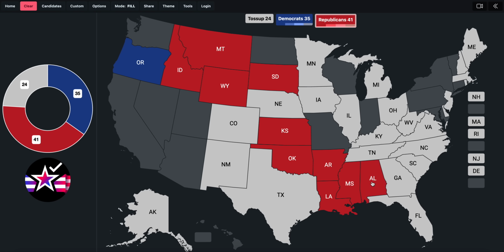Alabama also, that was a state that had a Democratic incumbent running for re-election in 2020. He lost. Doug Jones, who beat Roy Moore in 2017. Just giving you a bit of historical context.